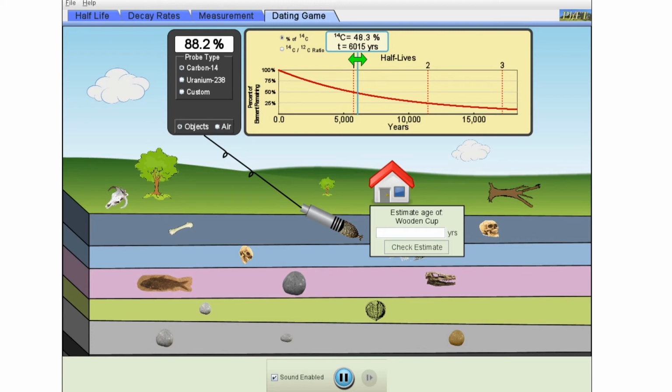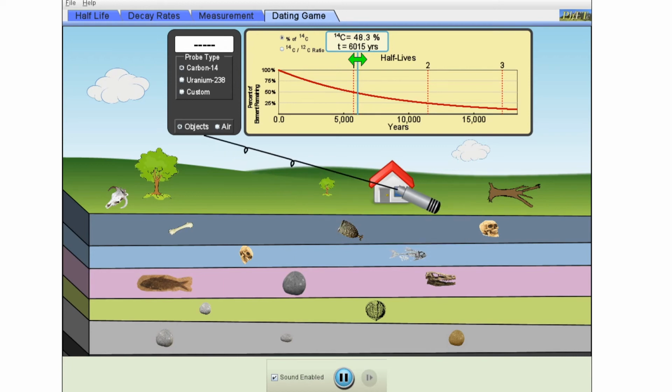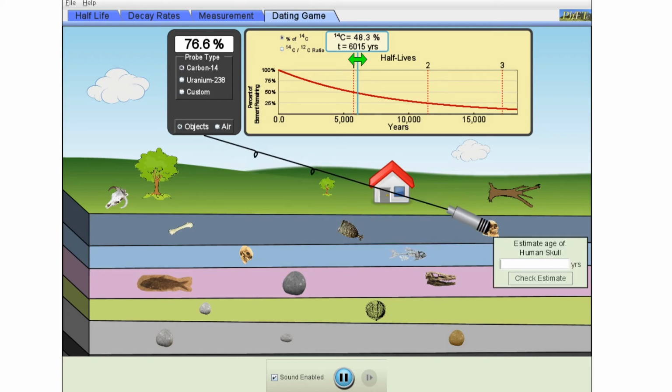88.2%. And you go to the graph, 88.2% will be somewhere around here, and you come down, it'll be about 1,000 years. Or then you could go over to this human skull, could be dug up by an archaeologist or a scientist, and say, oh look, using our Geiger Muller tube, we can work out that 76% is around about 2,000 years. So if we put 2,000 years in there and check the estimate, then we can see, yeah, it's around about that value.